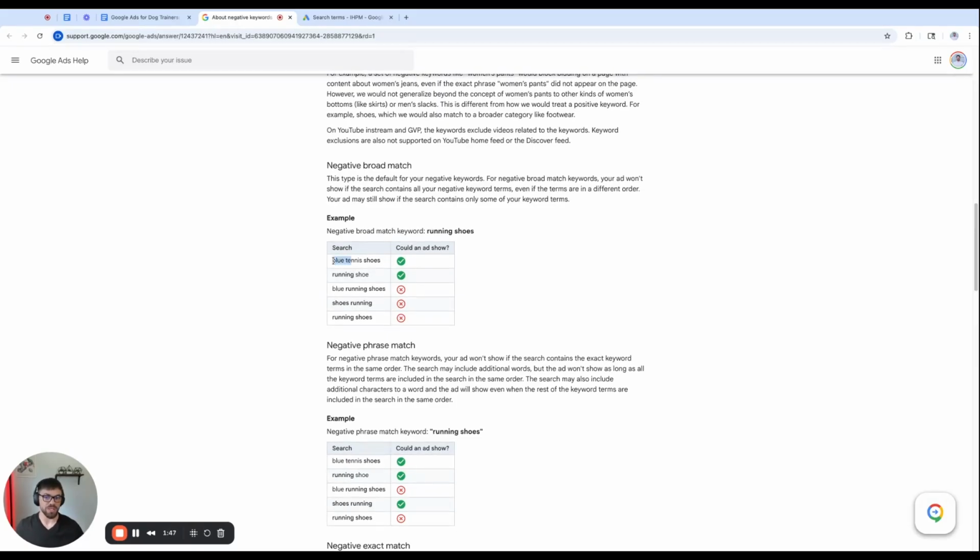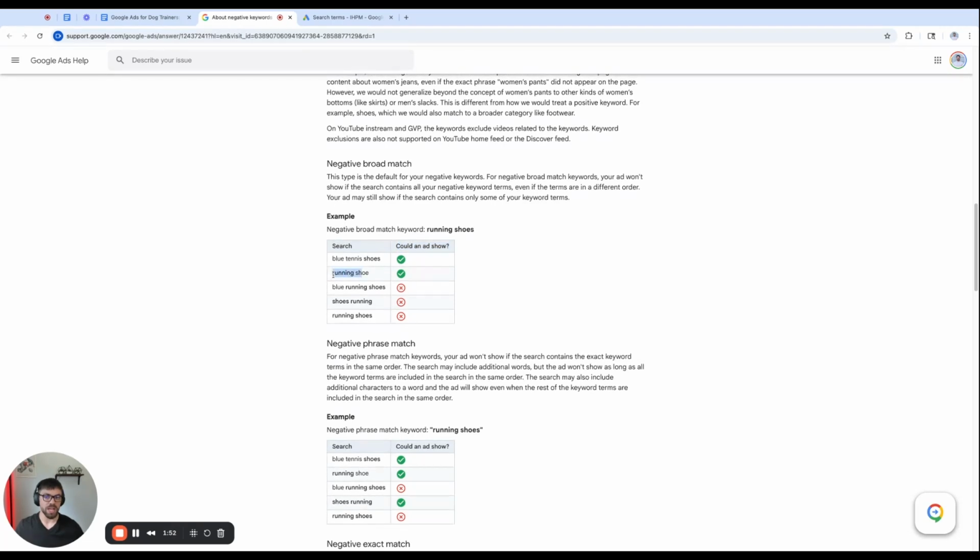So for example, if someone types in blue tennis shoes, could an ad show? Yes. If someone types in running shoe, could an ad still show? Yes. And you might be wondering, well, why? We have running shoes as a negative keyword. This is the difference right here. Shoes is plural, whereas running shoe is singular. And because there is no S after the word shoe, then it is eligible to show in the auction or in the search results. It has to have the exact same text.